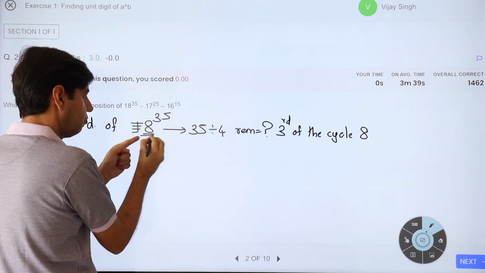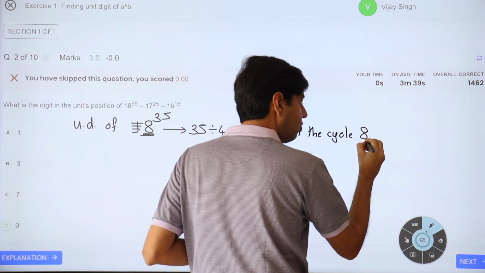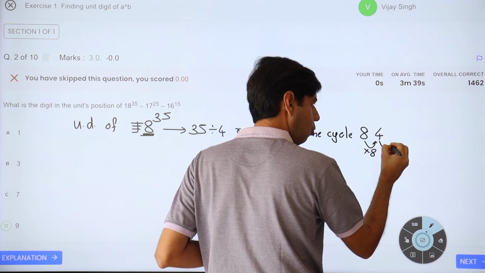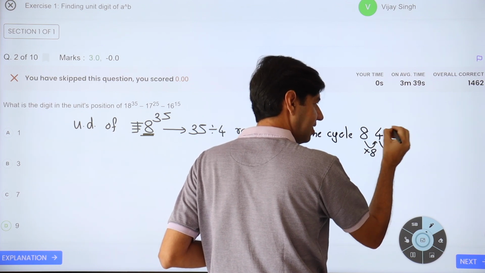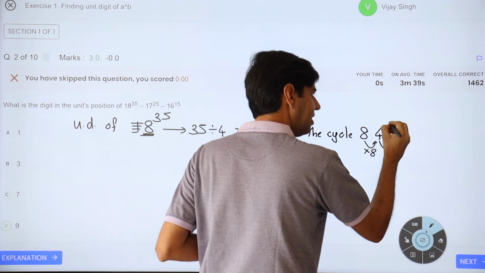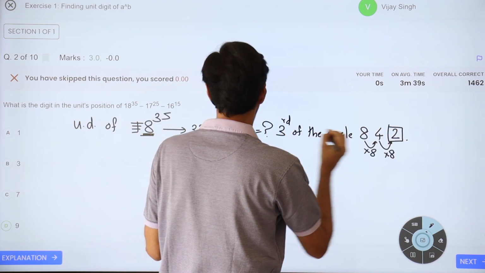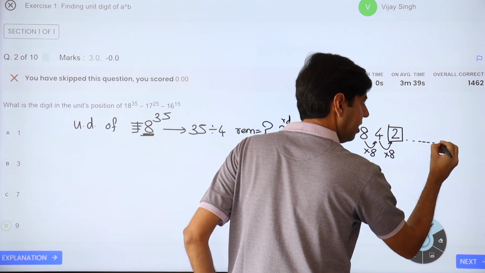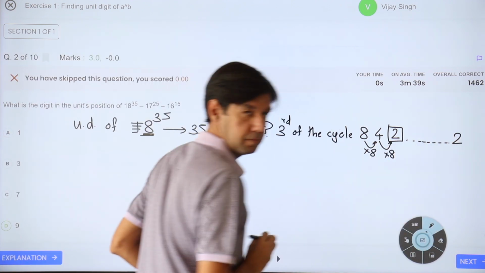So recreate the cycle. What is the cycle? Remember, you have to go back to the base 8. 8 into 8 itself is 64. 4 into 8 is 32. There's a 2. And it doesn't matter what comes next. I want the third in the cycle, which is 2. So the unit digit of this is a 2. This is a long number which will end with a 2.